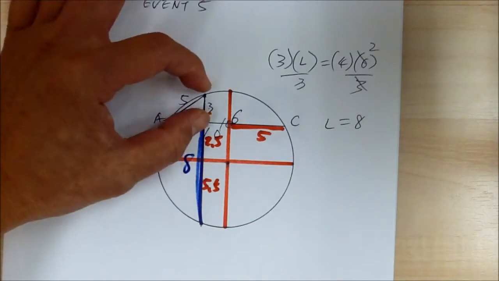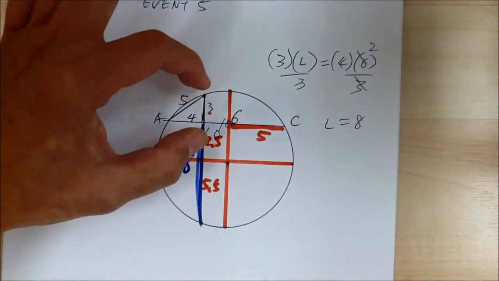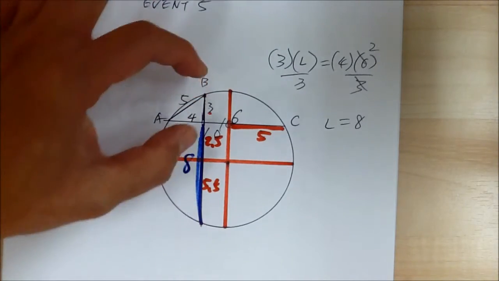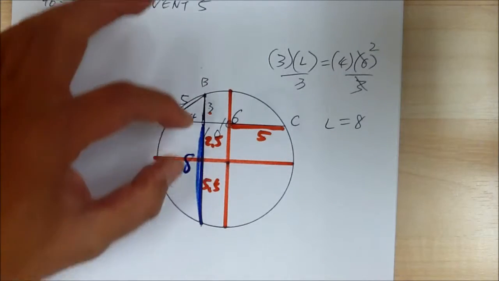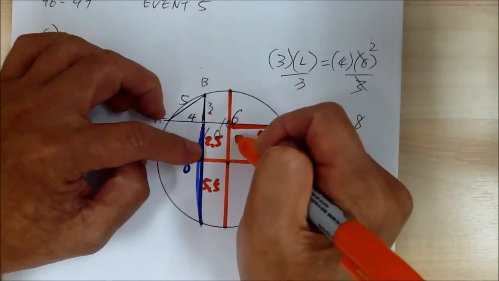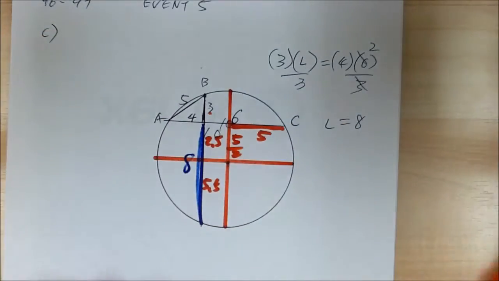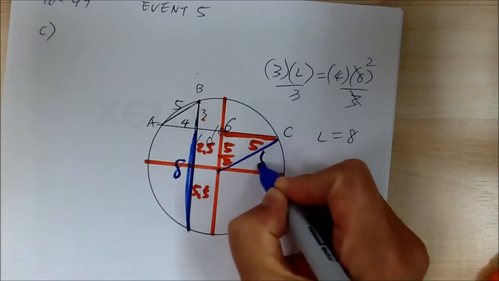So again, this is 3 and 8, so the total is 11. So 11, and this would be half and half, right? So you get 5.5, 5.5. And this is 5.5, but this is 3, so 2.5. So I'm going to put in a fraction like this. So again, now we're looking for the R right over here.